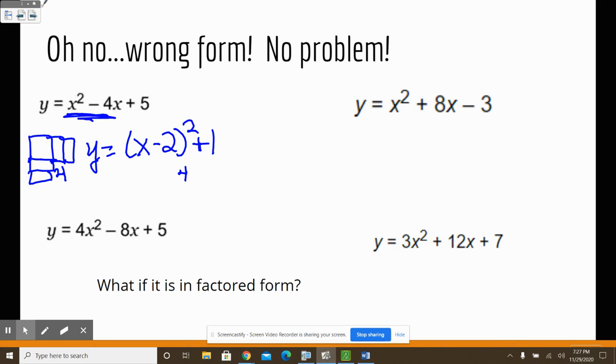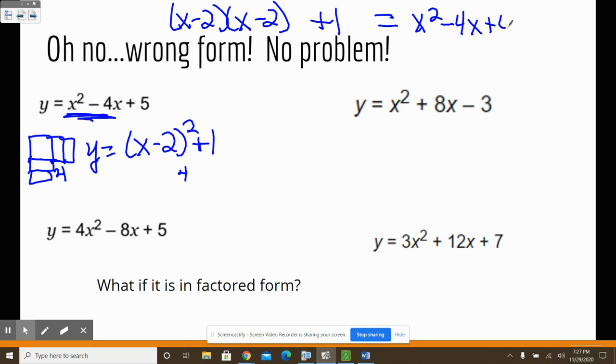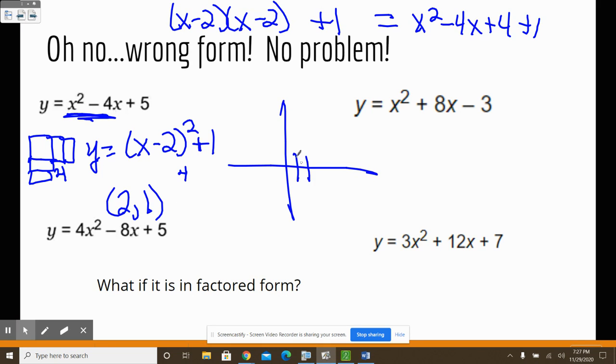And if you don't believe me, I can actually prove it by multiplying up top. (x minus 2) times (x minus 2) plus 1. Double distribute here. x squared minus 4x plus 4 plus 1 is what I started with. But because it's in vertex form now, I can tell you what the vertex is. I'm going to go to the right 2 and up 1. So my vertex is right 2, up 1, and I can put a point there.